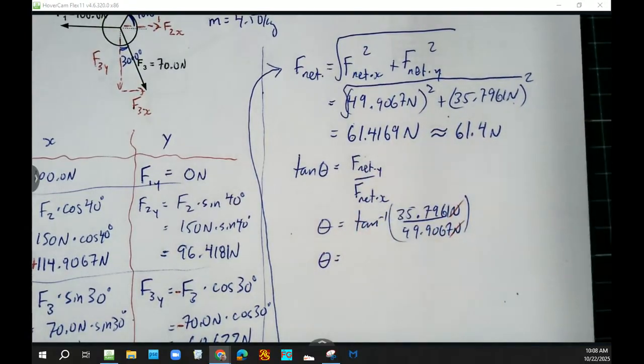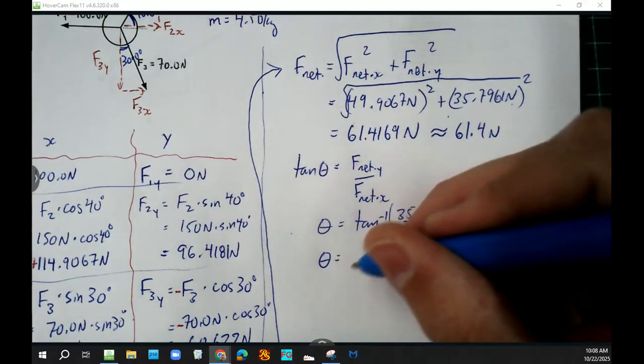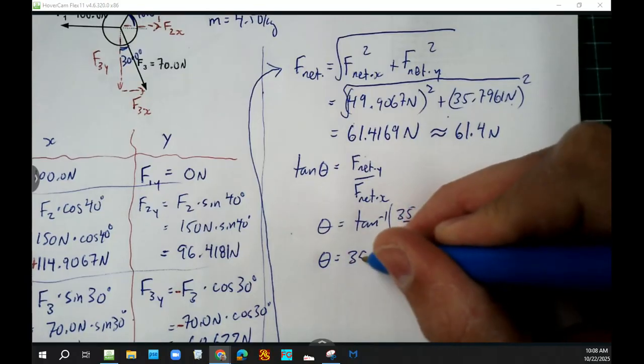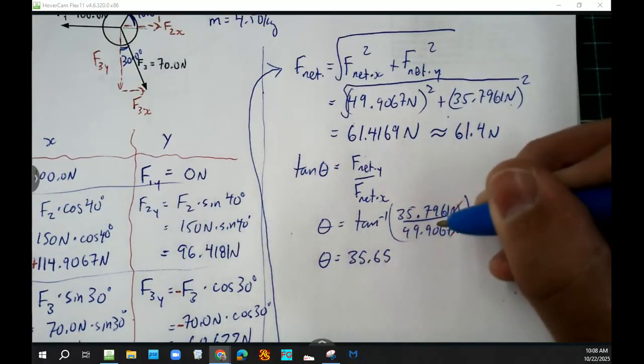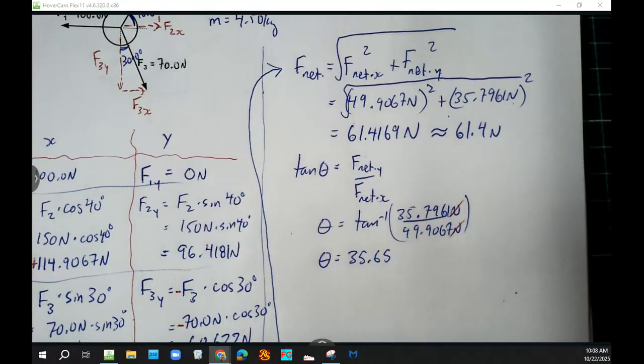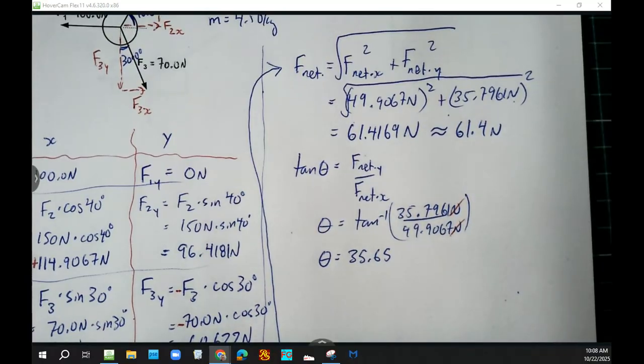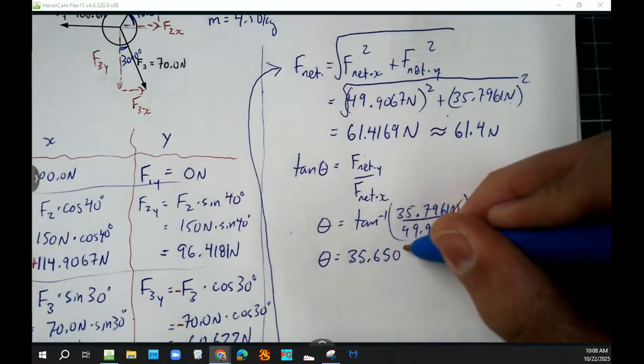Somebody help me out. What's the theta value? Looks like it's going to start with a 3, I think, just based on the ratio. 35.6. What do you get? 35.650. All right. 35.65. Should it be 0 or 1? How's it round? 0. Okay. 0 degrees.